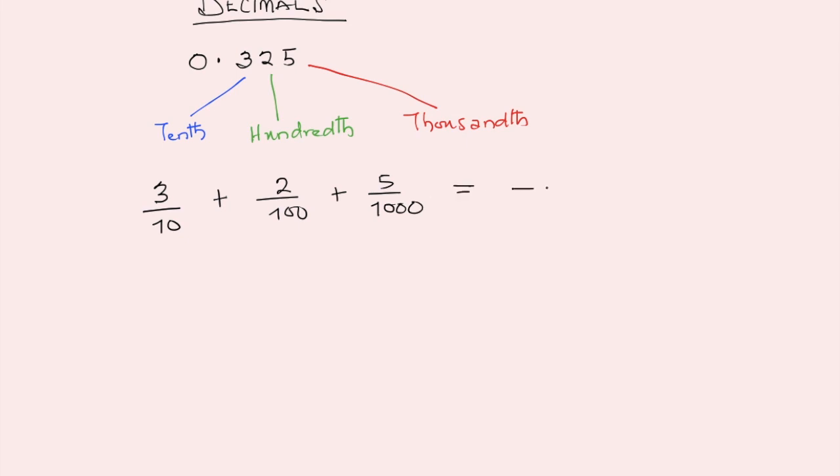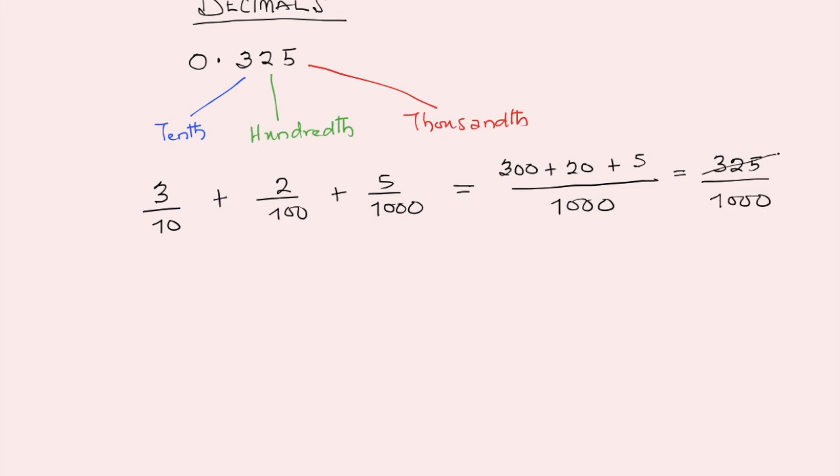If we solve this equation, what we have is an LCM of 1000 here. And 1000 divided by 10 is 100, times 3, that's 300. 1000 divided by 100 is 10, 10 times 2 is 20. 1000 divided by 1000 is 1, 1 times 5 is 5. So we would have 325 over 1000.